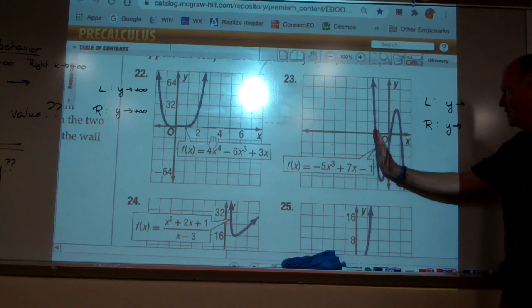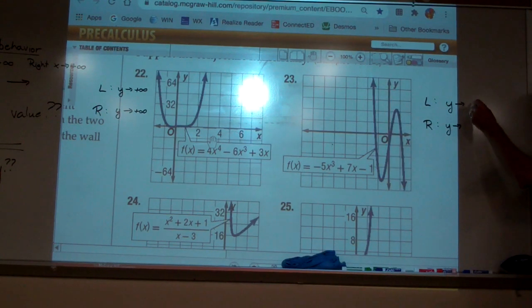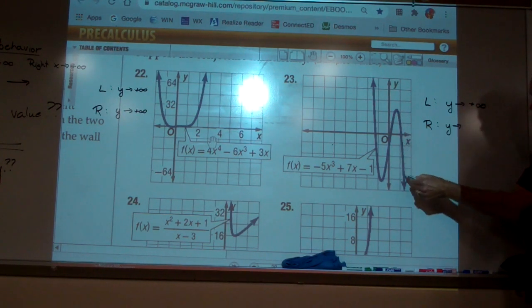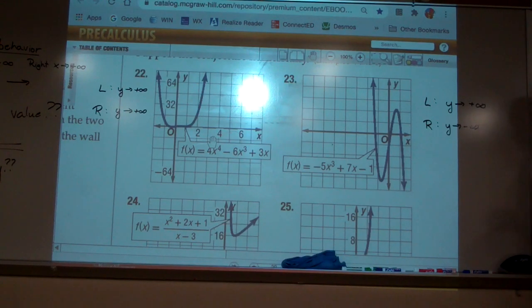23 though, as I go all the way to the left, that goes all the way up, so that's going to go to positive infinity, but when I go all the way to the right, it's going down, so that's negative infinity. All right. Those two are pretty straightforward.